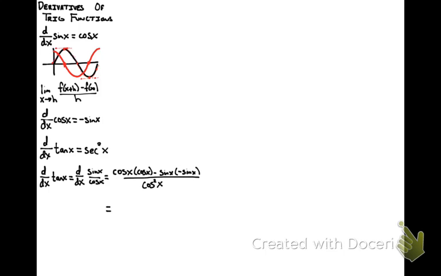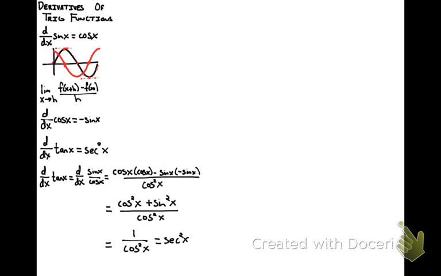Now cosine x times cosine x is cosine squared x. Negative sine x times negative sine x is positive sine squared x, and this would be over cosine squared x. And cosine squared x plus sine squared x is equal to 1. And 1 over cosine squared x equals secant squared x. So we've just shown algebraically, using two derivative facts, what the derivative of tangent must be. So we don't actually even have to have that one memorized as long as we can derive it, although it's useful to have it memorized.